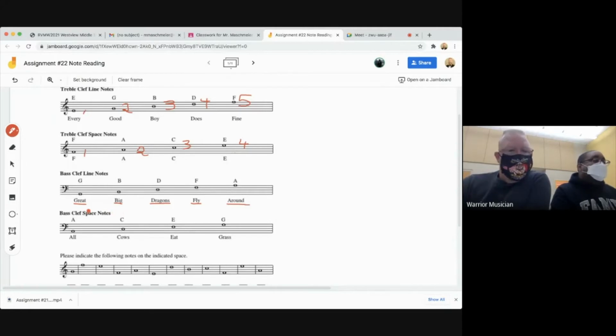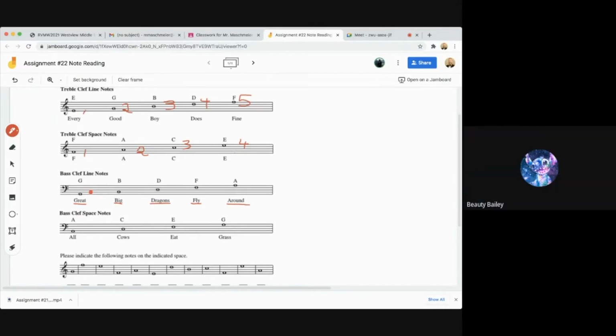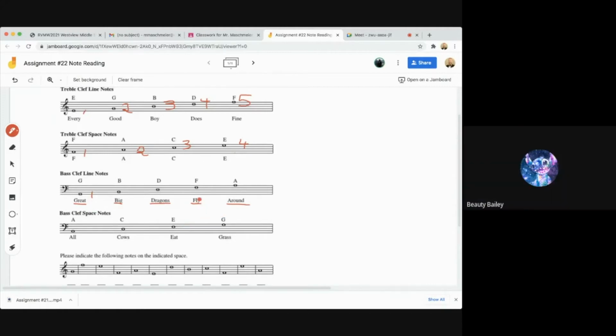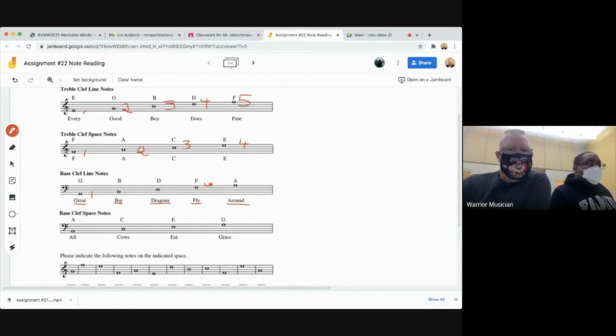So line 1, someone turn the microphone on and tell me what letter is on line 1 for the bass clef. G. Very good, G. And then what about line 4? Line 4 of the bass clef is what letter? F. Yeah, very good, guys. Very easy to distinguish the difference between the notes there.